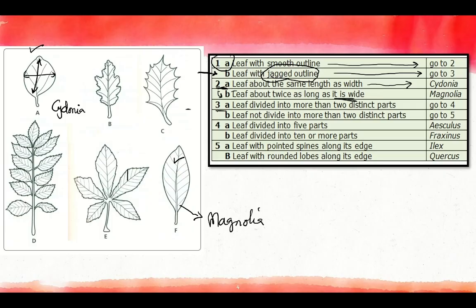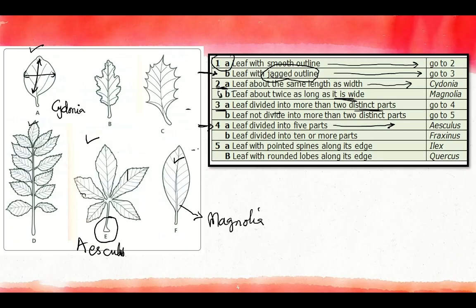Okay, let's read the point number 3A statement. The leaf is divided into more than 2 distinct parts. Okay, so when the leaf is divided into more than 2 distinct parts, we have to go to point number 4. As you can see, D and E have a leaf which is divided into more than 2 distinct parts. So we are going to identify D and E now. It is written that you have to go to point number 4A. I'm going to read first now. Point 4A, leaf is divided into 5 parts. If the leaf is divided into 5 parts, name will be Aesculus. So among D and E, you can see that E is the one which has leaves divided into 5 parts. So it means that it is identified as Aesculus.